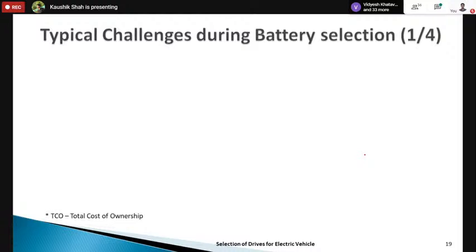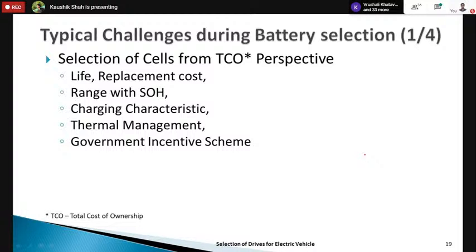Now, the typical challenge coming out of my experience is the selection of cells from the TCO perspective. Very, very important is the life and the replacement cost. The TCO model should be able to address a lot of parameters, and you should be able to compute the total cost of ownership. Otherwise, you will fail later.